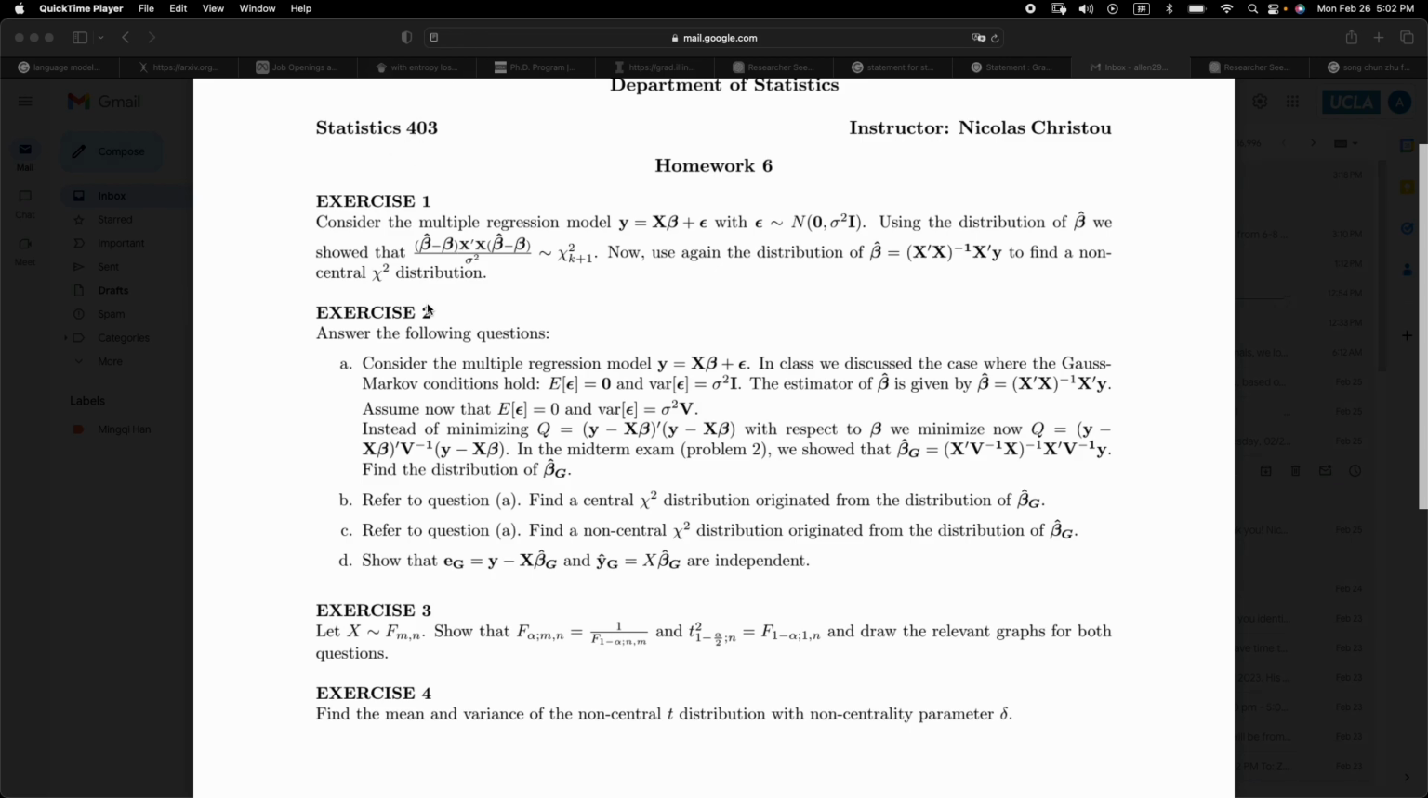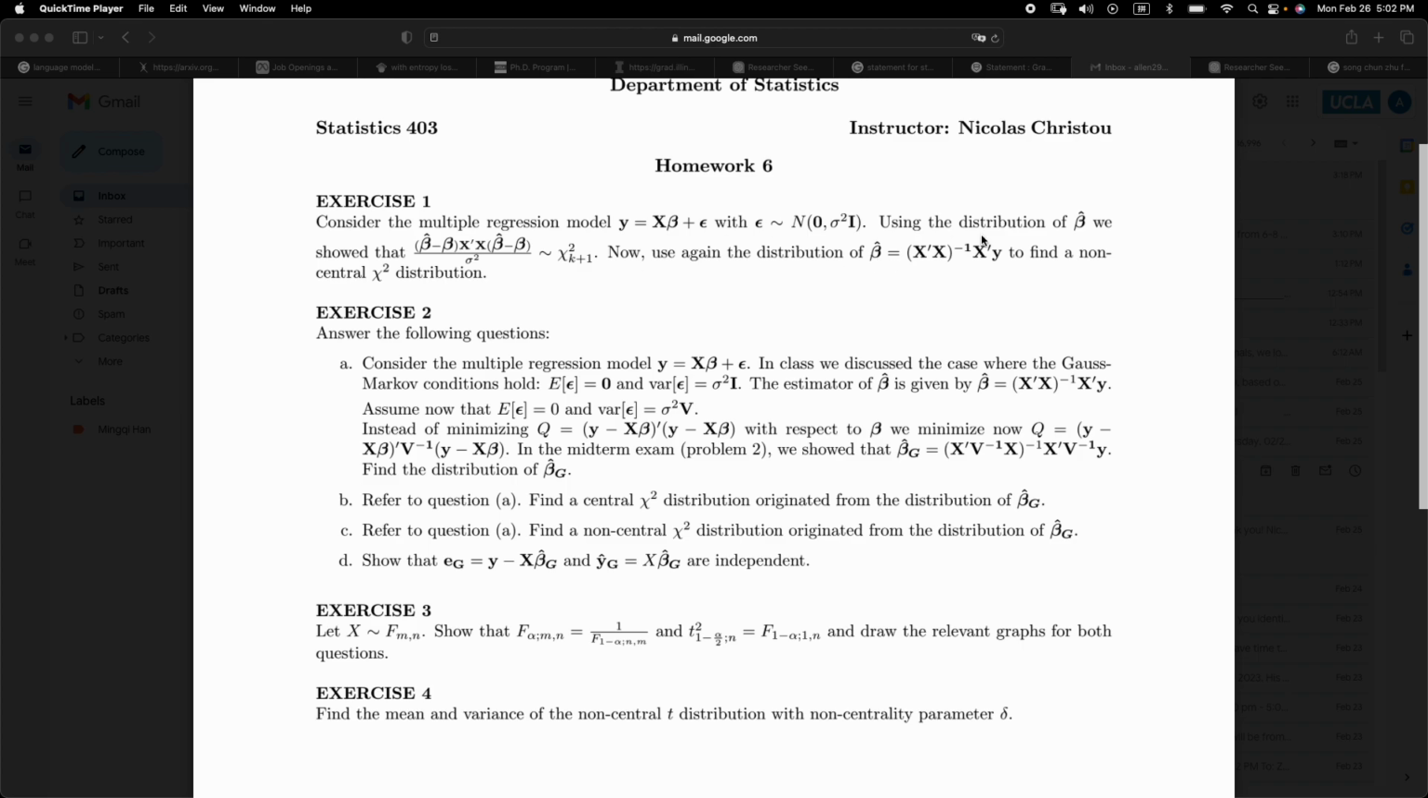Yeah. So let's consider a multiple regression model, y equals x beta plus epsilon. We have epsilon following a normal distribution, mean 0, and variance sigma squared multiplied by the identity. Using the distribution of beta hat, we show that this follows a chi-square. I'm assuming this was derived during the lecture.